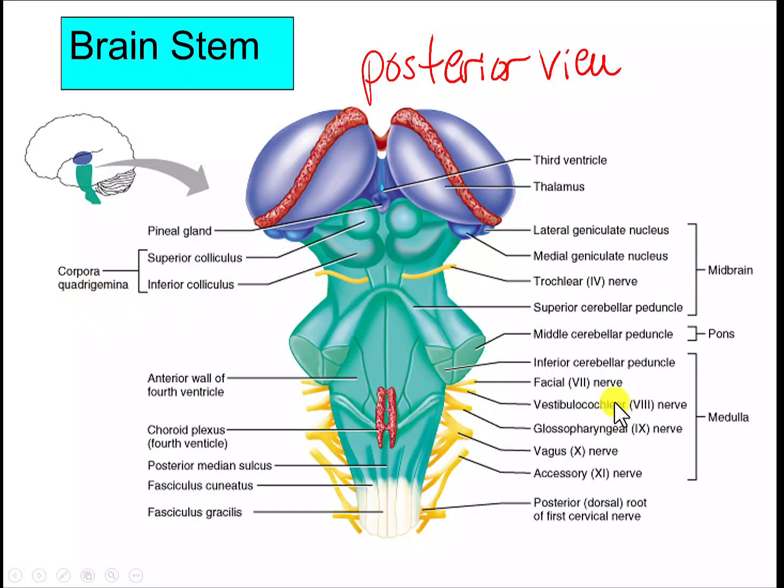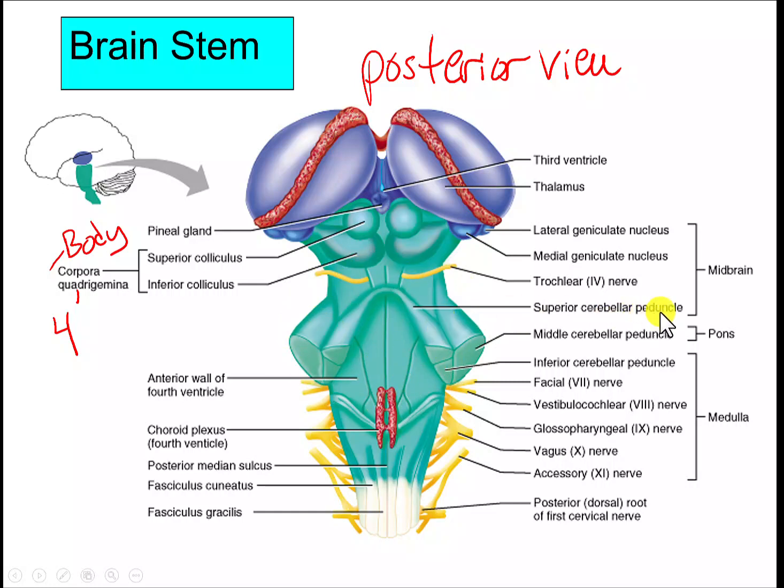So corpora means body, right? And quad means four. So it means a body of four. 1, 2, 3, 4. The corpora quadrigemina is made up of the superior colliculus, right here, these two, and the inferior colliculus, these two. We also have the pons, which is this area in here, made of what's called peduncles.